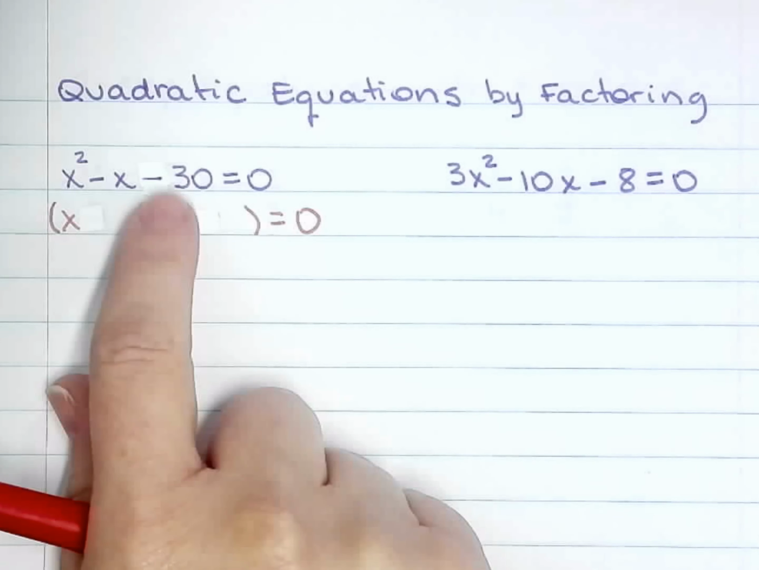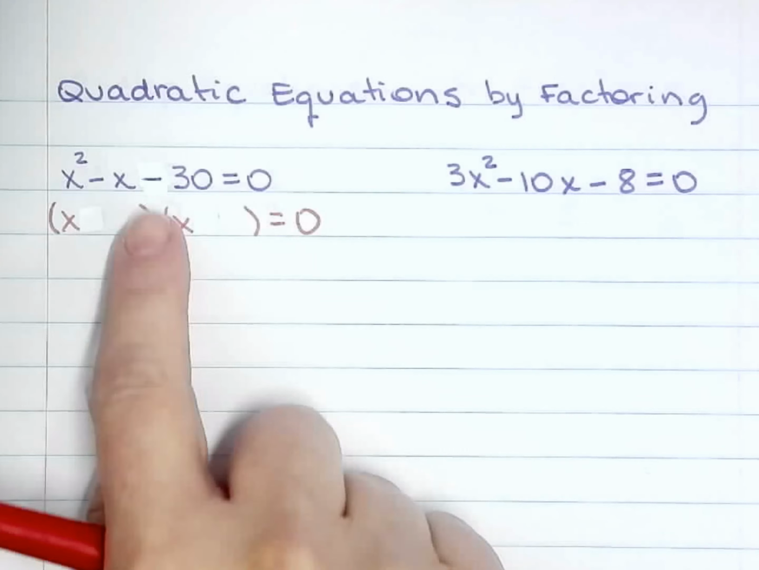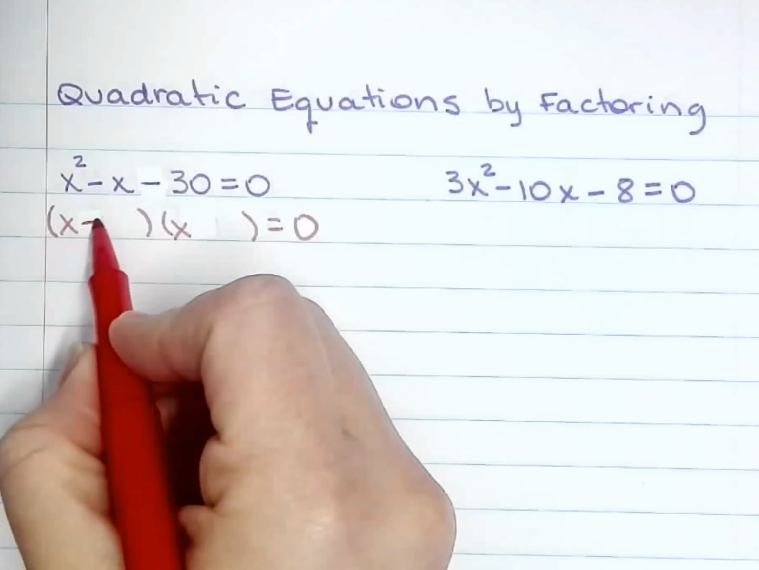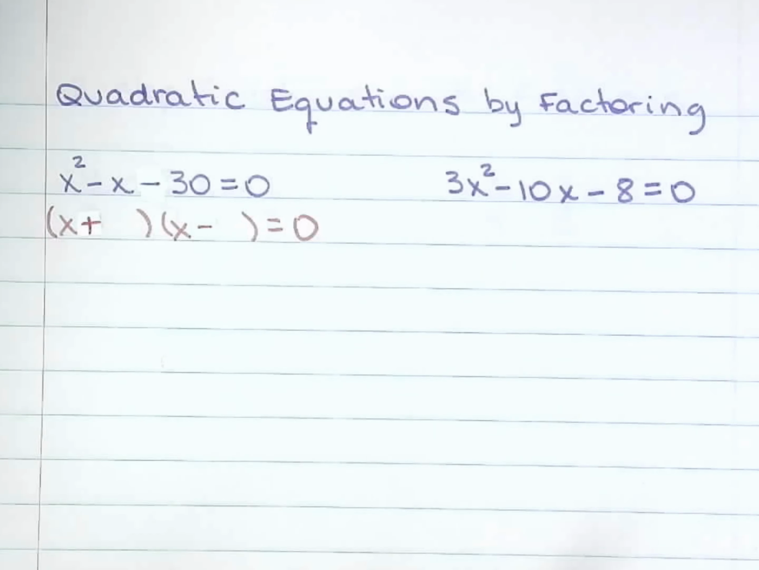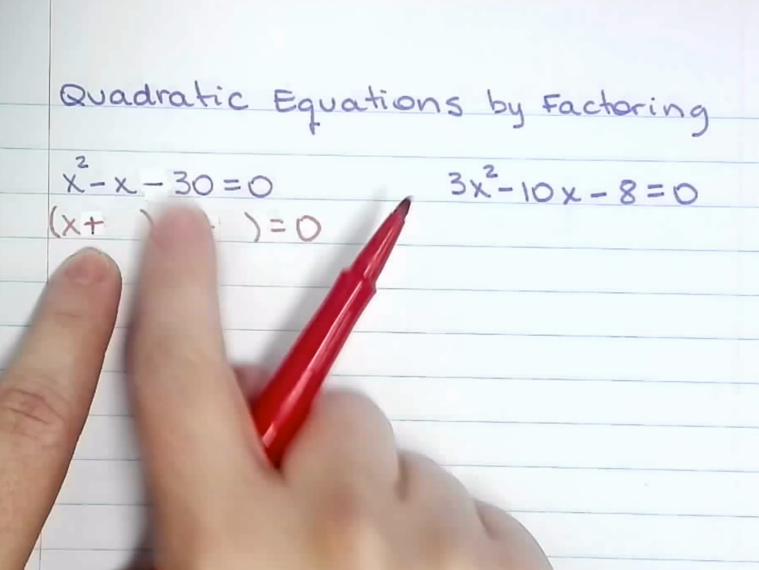I'm just looking for two numbers that multiply to negative 30, and the same two numbers add up to negative 1. Because here the sign is negative, I know I need to choose two different signs. So one is positive, one is negative, which will give me a negative product.